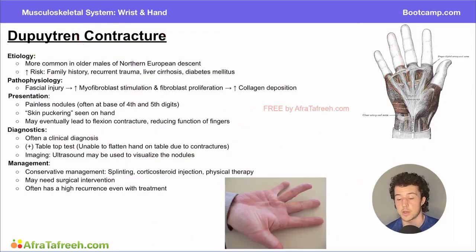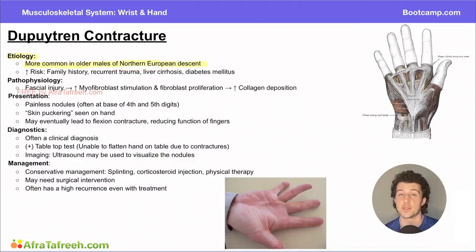So let's kick this off and talk about our etiology. This is more common in older males of Northern European descent. So your question stem starts off: a 1,300-year-old Viking has recently been thawed from a block of ice and is in perfect health other than this contracture on his hand. You are already going to be thinking about Dupuytren from his Northern European descent.